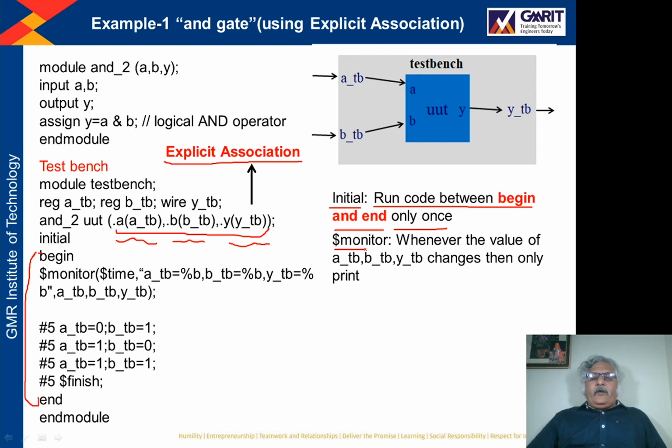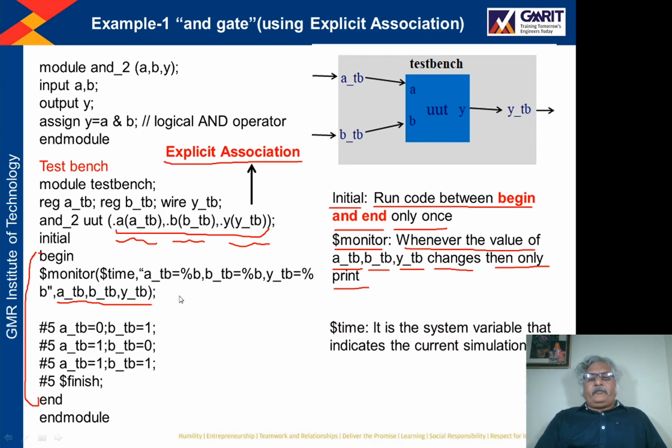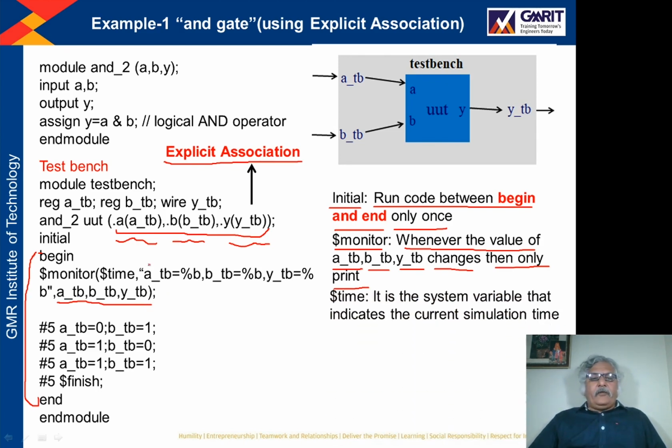Now the $monitor directive. Whenever the value of A_tv, B_tv, Y_tv changes, then only print the values, right? So whenever these variables change. $time is mentioned here. $time is the system variable that indicates the current simulation time, right? What is the current simulation time? It will be indicated by $time directly.